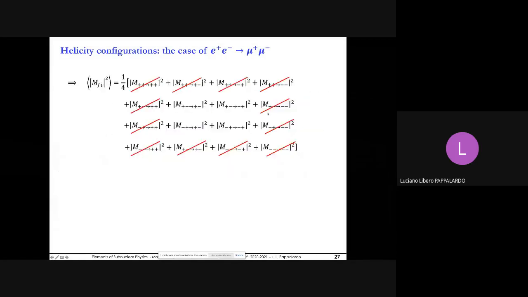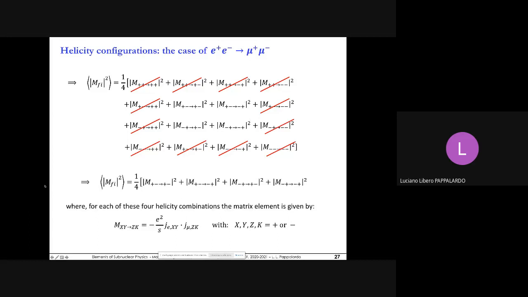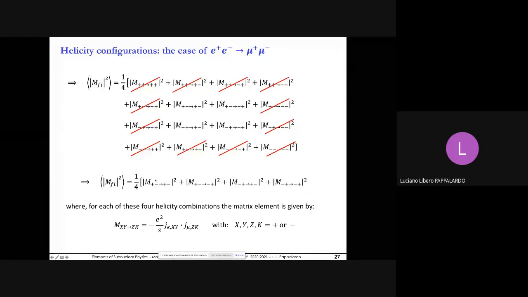So back now to our average squared matrix element. We have in general 16 terms, but most of them cancel because of chirality conservation in electromagnetic processes, and only 4 of them survive. So at the end, we just have to sum only these 4 objects here. Okay, and once we do so, each of these terms we can write as a separate process, in terms of the scalar product of the 2 currents, where now these indices x, y, z, k are either plus or minus helicity.